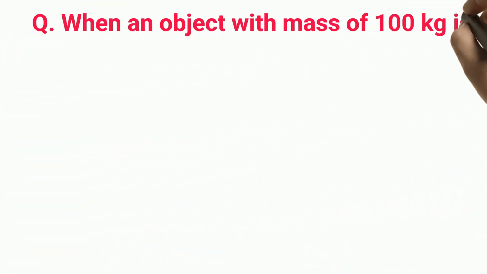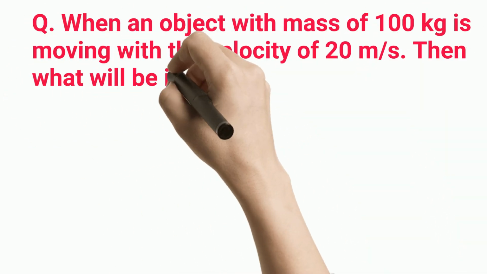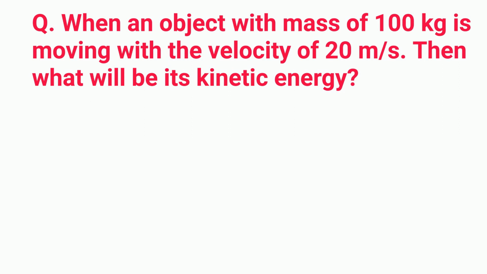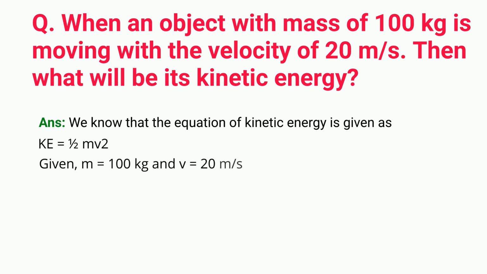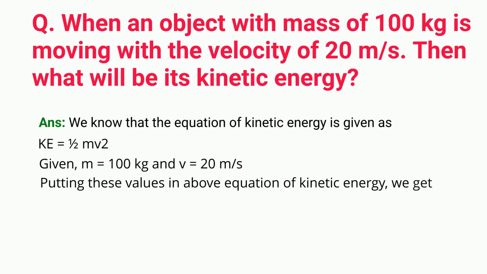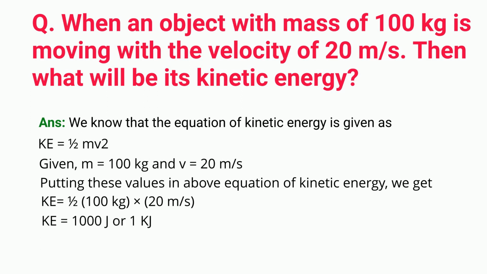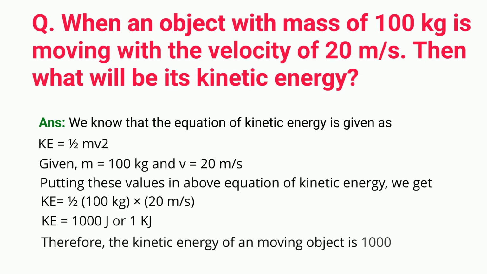Q. When an object with mass of 100 kilograms is moving with the velocity of 20 m/s, then what will be its kinetic energy? ANS. We know that the equation of kinetic energy is given as KE equals 1/2 mv². Given, m equals 100 kilograms and v equals 20 m/s. Putting these values in the above equation of kinetic energy, we get KE equals 1/2 × 100 kilograms × (20 m/s)². KE equals 1000 J or 1 kJ. Therefore, the kinetic energy of the moving object is 1000 J or 1 kJ.